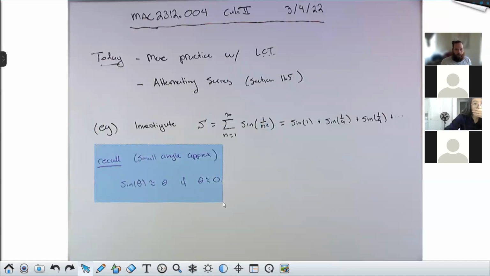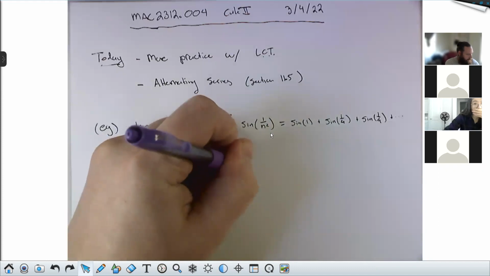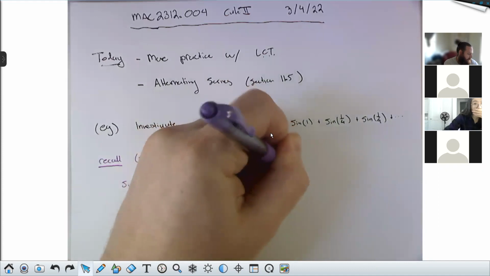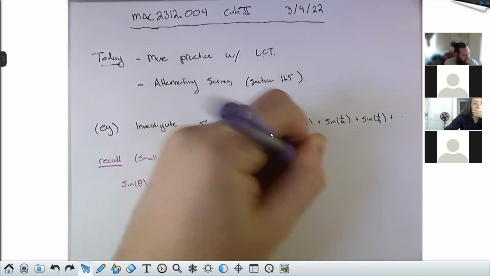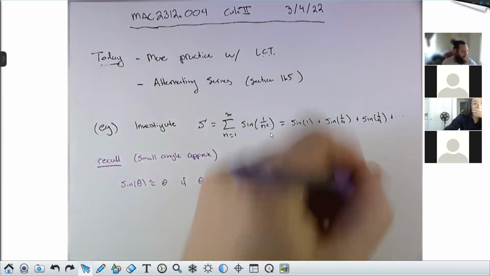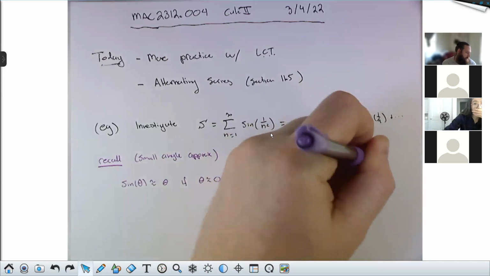So what this small angle approximation or linearization is telling you is that sine of 1/n² is basically the same as just 1/n². Maybe not for the first few terms, but after a while, once this 1/n² gets small, what this thing says is that sine of theta is basically equal to theta. So the sine of 1/n² is basically 1/n² if 1/n² is close to 0, i.e. if n is large.